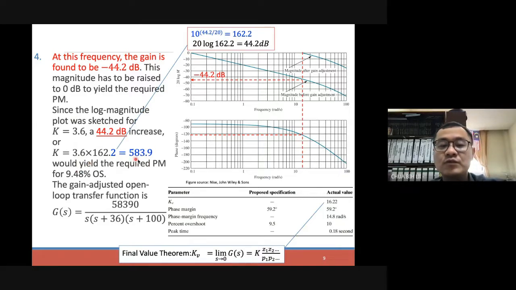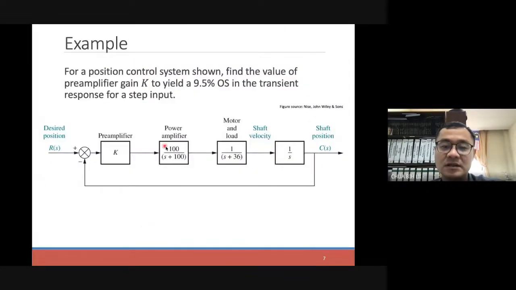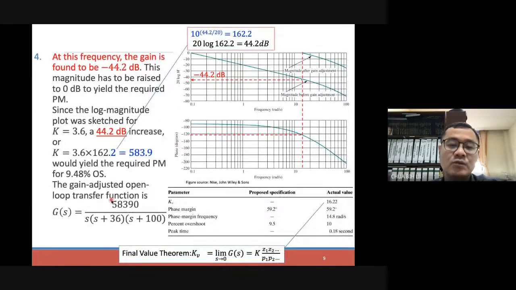By putting this 583.4 into the equations, into our simulators, it gives us approximately 9.48% overshoot. So it is very close to our target. Therefore, we can now confirm that the value should be 583.9 multiplied by 100, divided by the initial transfer function, because we have 100 over here. So multiply by 100. This is the adjusted open loop transfer function.